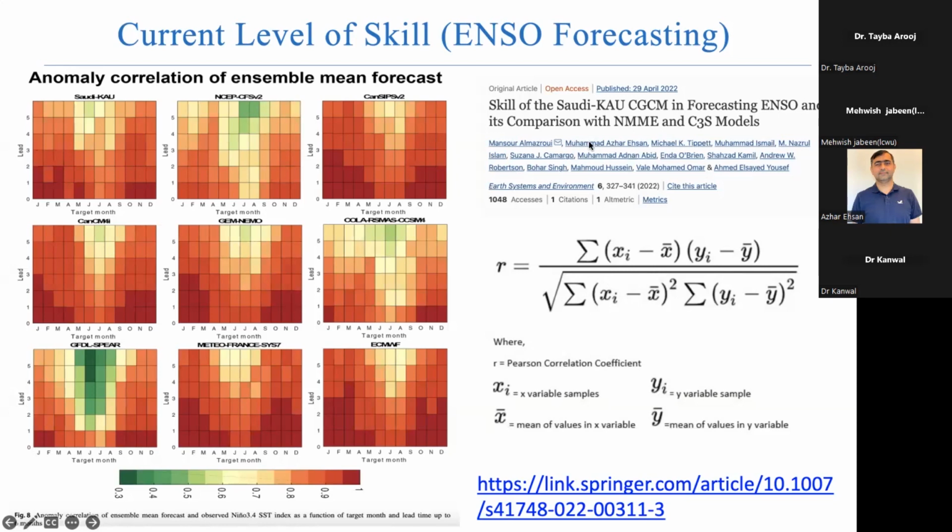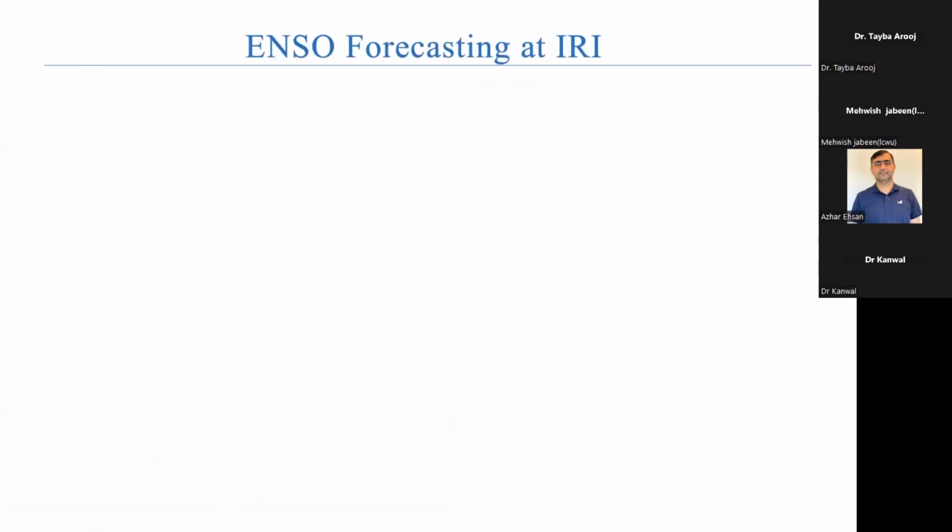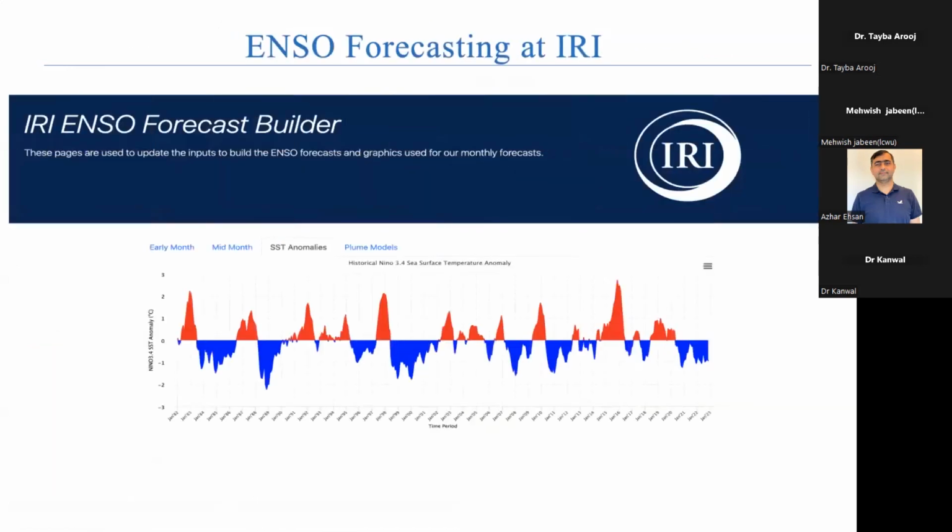If you would like to know more, you can go to this link and read this paper. Or there are tons of papers on ENSO forecasting. So after that, ENSO forecasting at IRI. At IRI, we have the ENSO forecast builder for early month, mid-month, and plume month. So I'm just showing the anomalies here.